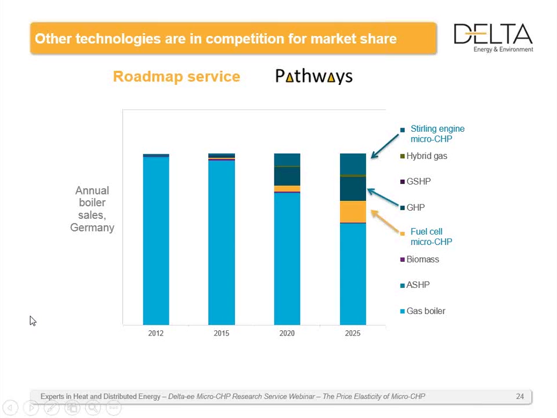This example graph comes from our roadmap service looking at Germany and how we expect boiler sales are going to change out to 2025. What you can see is that we're predicting that people will move away from traditional gas boilers into other heating technologies. We expect to see roughly a third of those people tempted to go for a Stirling engine, about a third for fuel cell micro-CHP, but a good chunk of people will also find it very attractive to install a gas heat pump. So just something else to bear in mind.